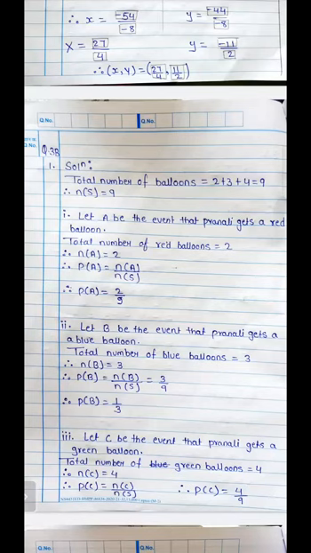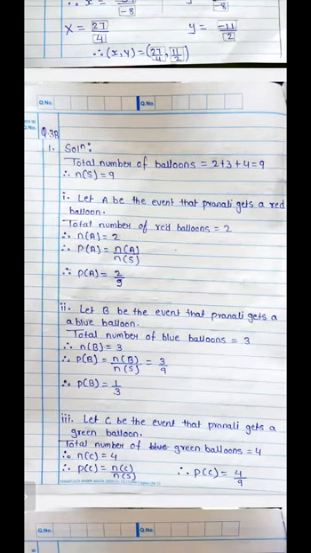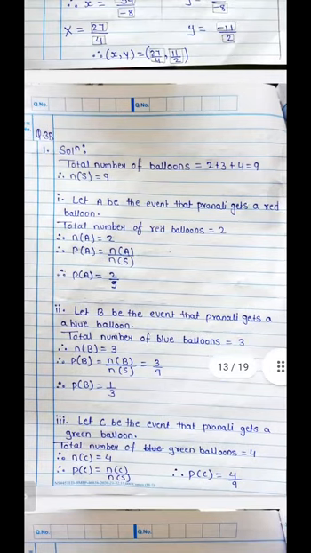So now see here, how many total number of balloons are there? There are 2 red, 3 blue, and 4 greens. That is 9 balloons are there. 2 plus 3 plus 4, which is equal to 9 balloons. That means ns is equal to 9. Therefore, we will say that let A be the event that Anita gets a red balloon.